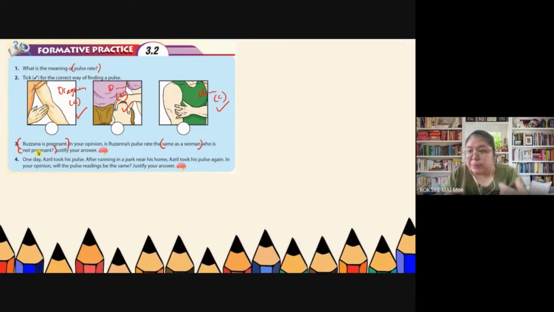So that means you need to supply more oxygen. Because the two persons are now breathing, so that's why the heartbeat should be a bit higher. Okay, so later we need to explain. Number four. One day, Asri took his pulse. After running near the park at home, Asri took his pulse again. In your opinion, will the pulse reading be the same after the running? No, sure increasing. So you need to explain.